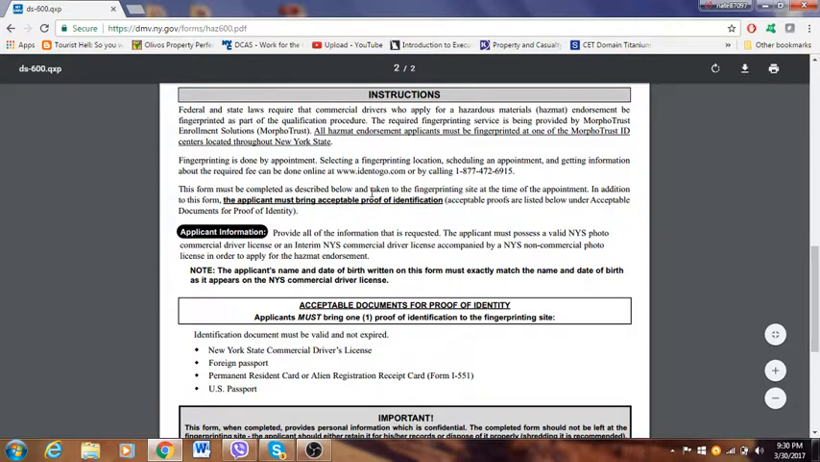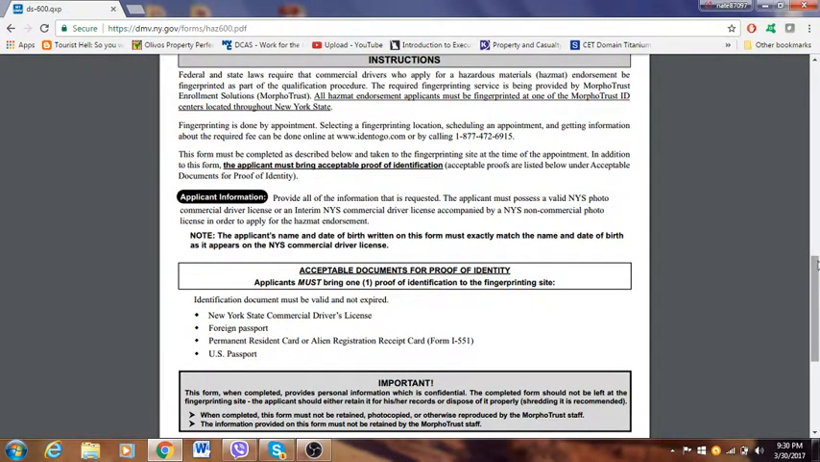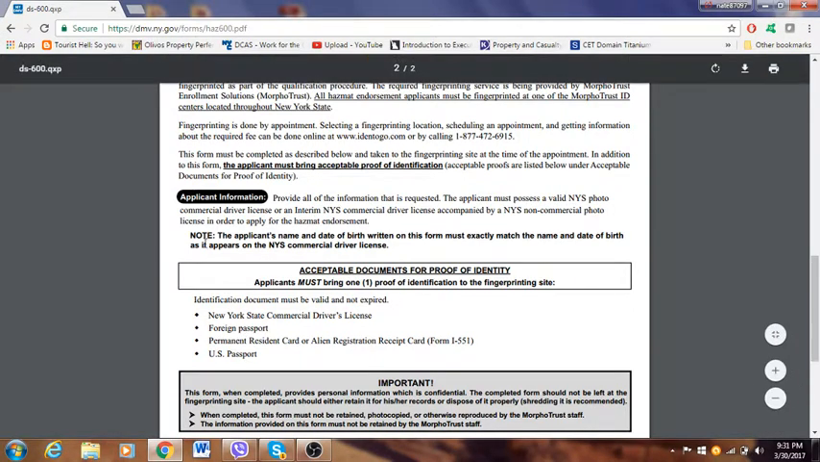The form must be completed as described below and taken to the fingerprint site at the time of the appointment. So basically you're taking this to your appointment, and you bring acceptable proof of identity, that's you. So basically, this is applicant information. Provide all the information that is requested. The applicant must possess a valid New York State photo commercial driver license or an interim New York State commercial driver license obtained with a New York State non-commercial photo license in order to comply with the New York State Hazmat endorsement. The applicant name and date of birth written on this form must exactly match the name and date of birth as it appears on the New York State commercial driver license. So basically making sure that everything's correct.